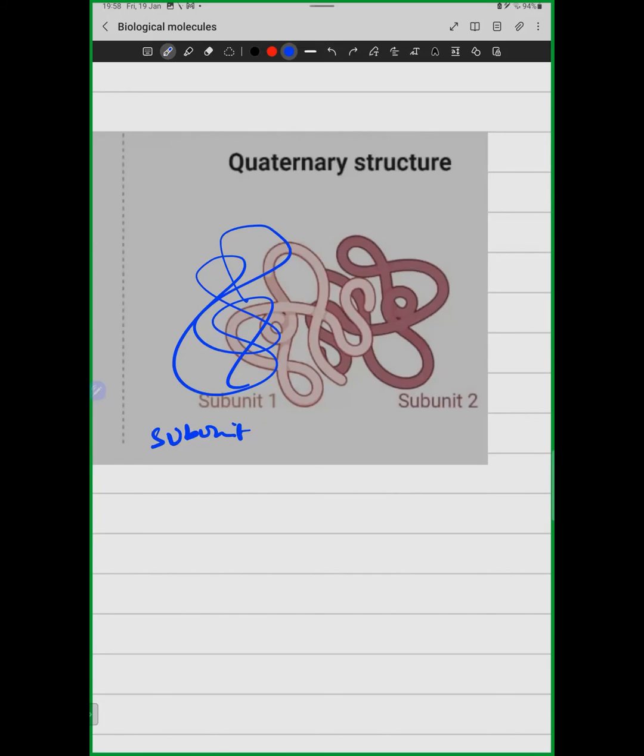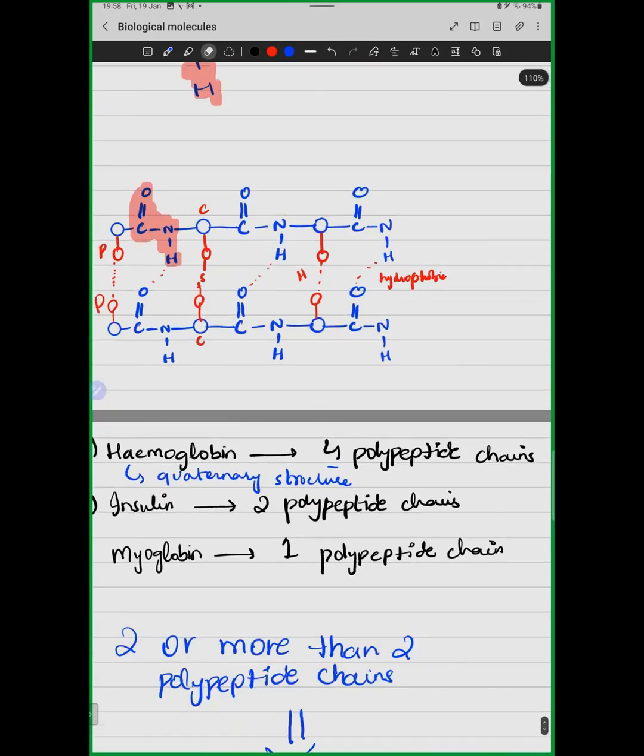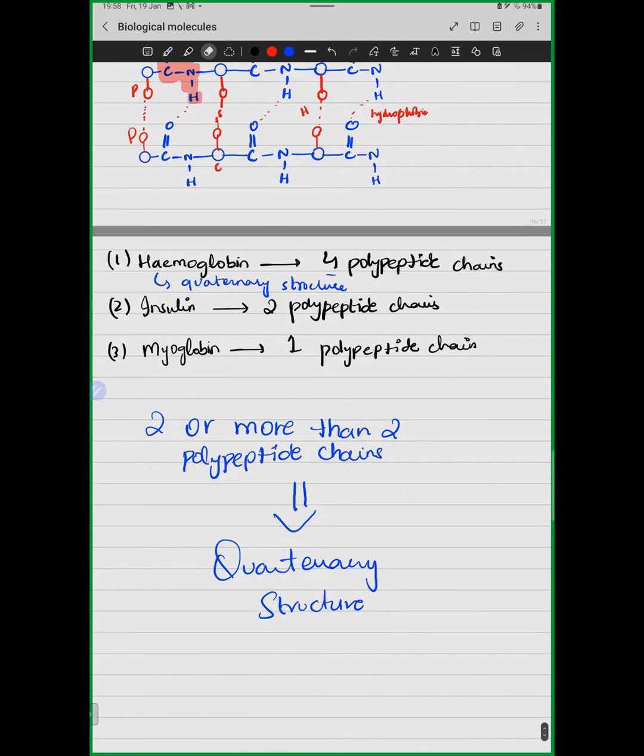So if there are two or more than two polypeptide chains, be it the same polypeptide chains or different polypeptide chains, अगर दो से ज्यादा या दो chains present हैं, so it would always form a quaternary structure. Now tell me, what do you think? Would insulin be having a primary, secondary, tertiary, or quaternary structure? What would be your answer?